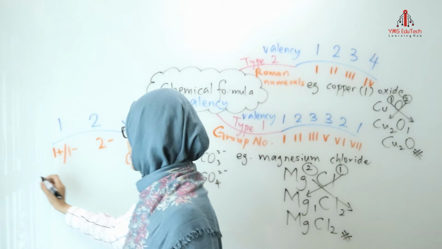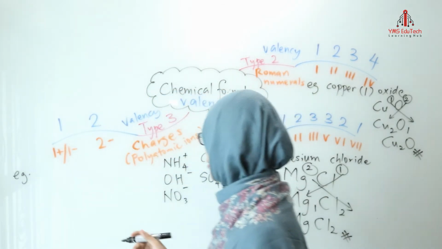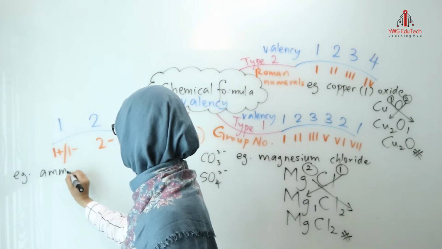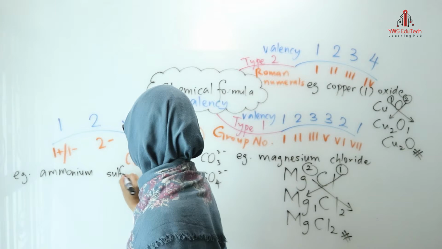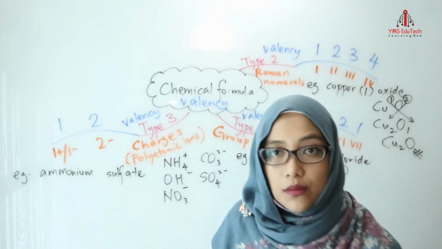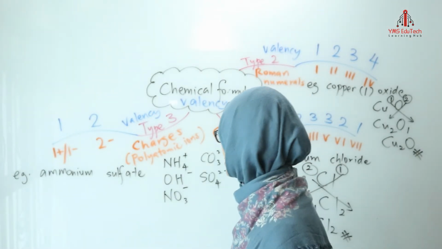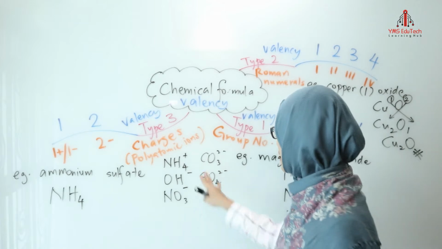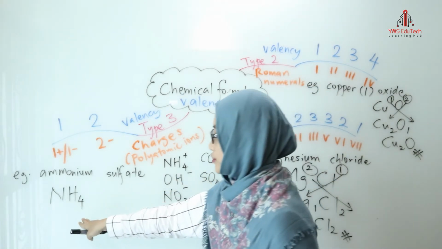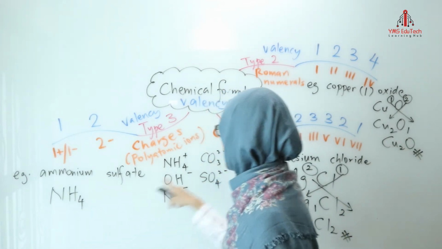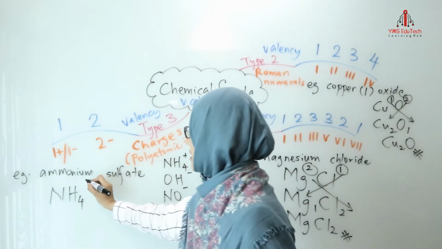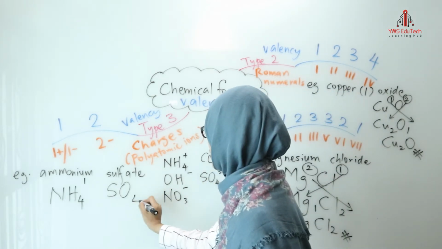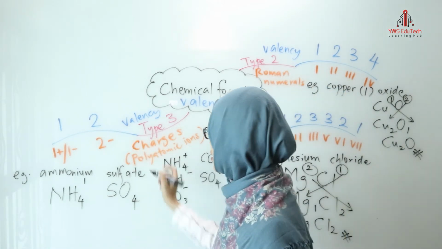Alright, so now we are going to write the chemical formula of a compound. Let's have this example: ammonium sulfate. I'm going to write ammonium NH4. The 4 has to be written down because this 4 belongs to the hydrogen. It means that there are 4 hydrogen, so we must write down the 4. Then ammonium ion has a charge of 1 plus. So what is the valency? The valency is 1. Sulfate is SO4. It carries a charge of 2 minus, so it has a valency 2.